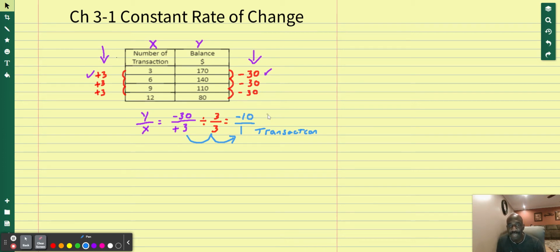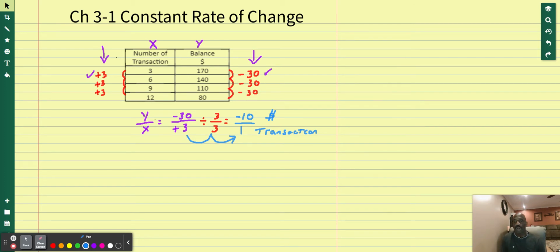This represents money on this side, right? So what does this mean? Every transaction, my balance decreases by $10. So that's like going to the ATM, withdrawing $10. Going to the ATM again, withdrawing $10. Going to the ATM for the 3rd time, I withdrew $10. That means that's a total of $30.